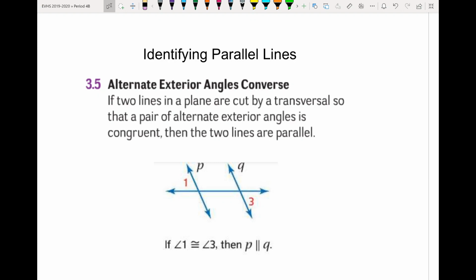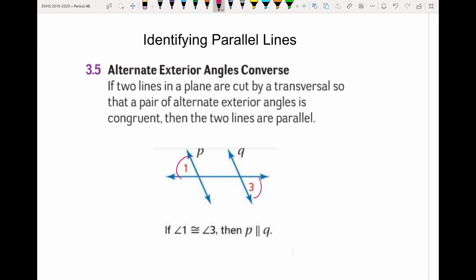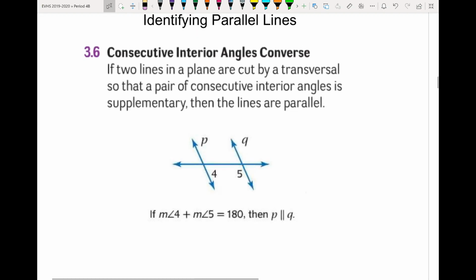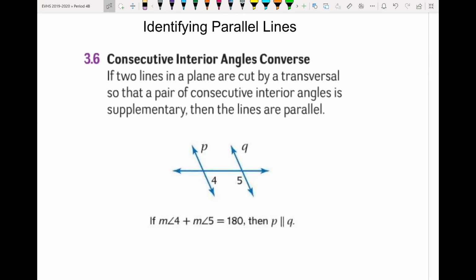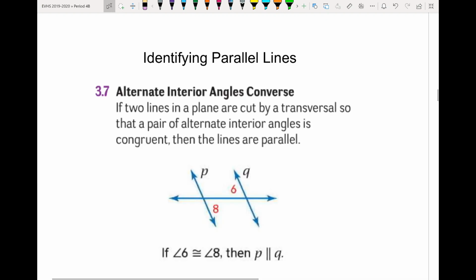All right, so we've also got our alternate exterior angles converse, which says if I have two lines cut by a transversal, and I know that alternate exterior angles are congruent, therefore the lines are parallel. Okay? So, I'm not going to spend a lot of time on every single one of these. We've got a version for all of them. Consecutive interior angles: if they are supplementary, then the lines are parallel. If alternate interior angles are congruent, then they're parallel.